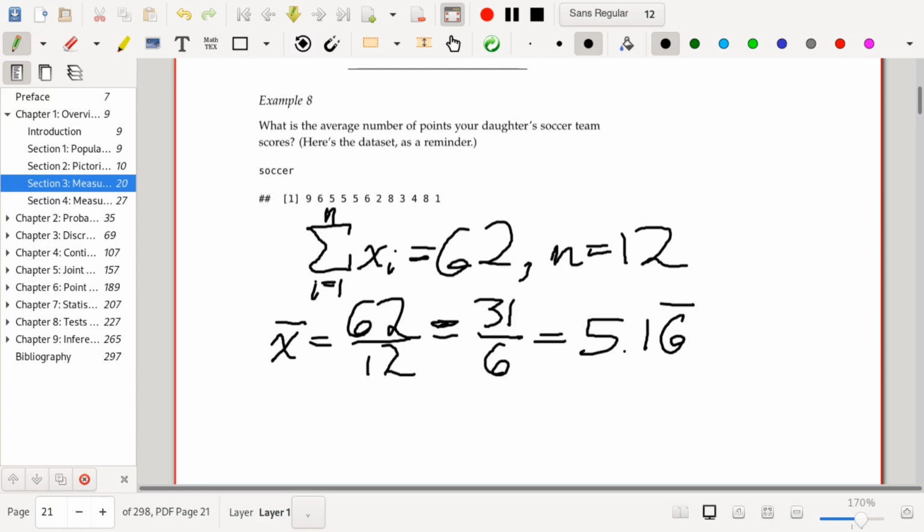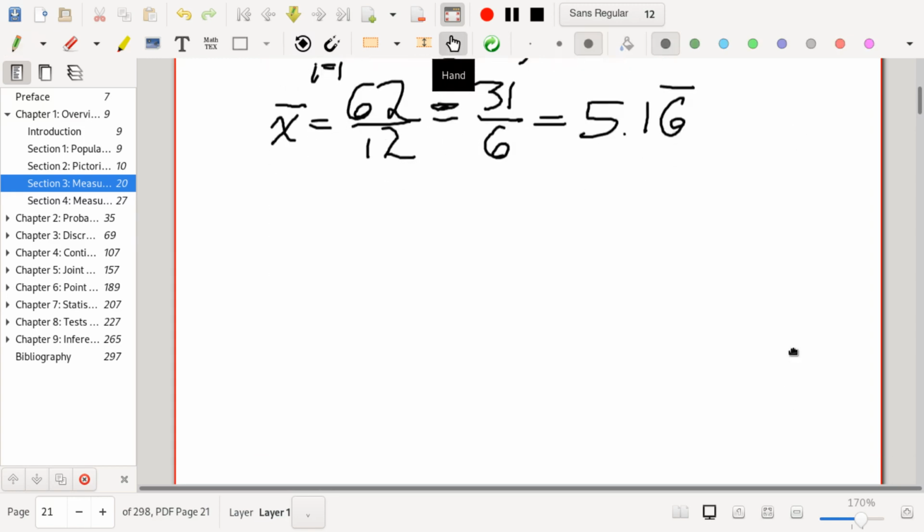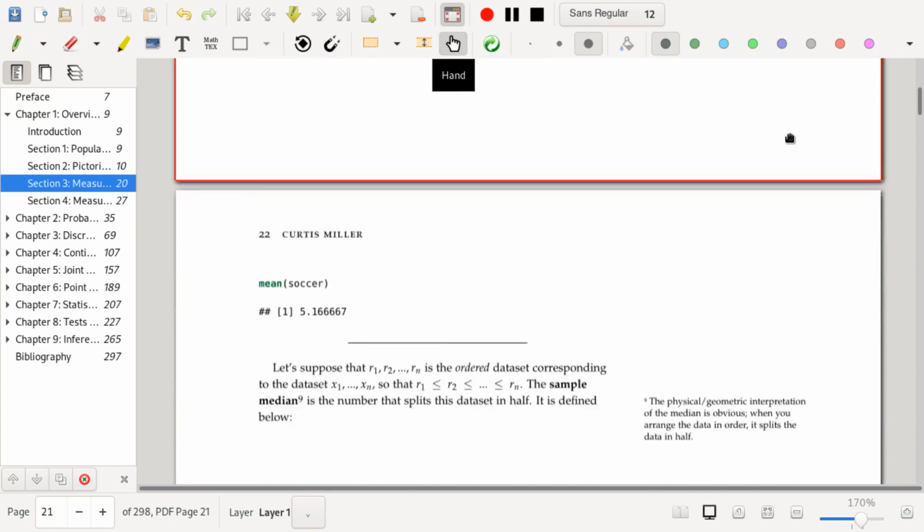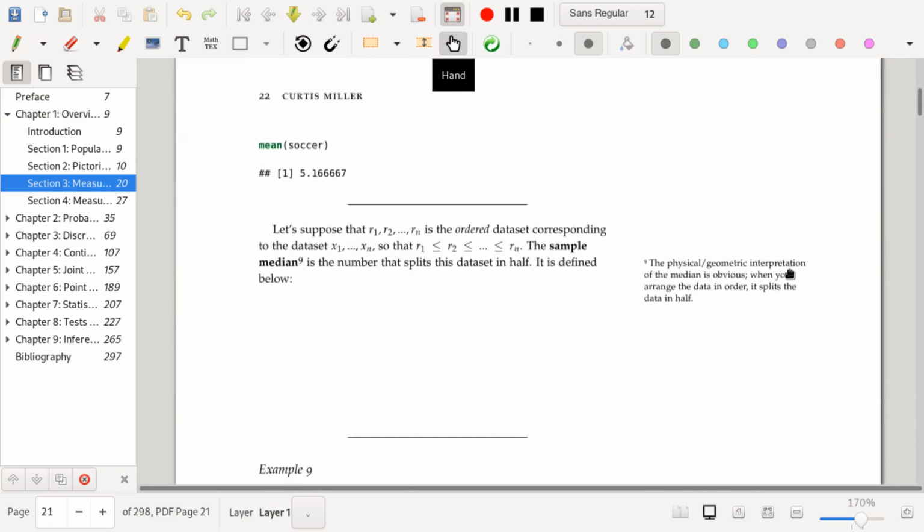If we were to go to the next page in these notes, we would see some R code that computes the sample mean for this data set. The R function is mean. So we say mean of the soccer data set, and it will report to us the mean, which is what we computed.